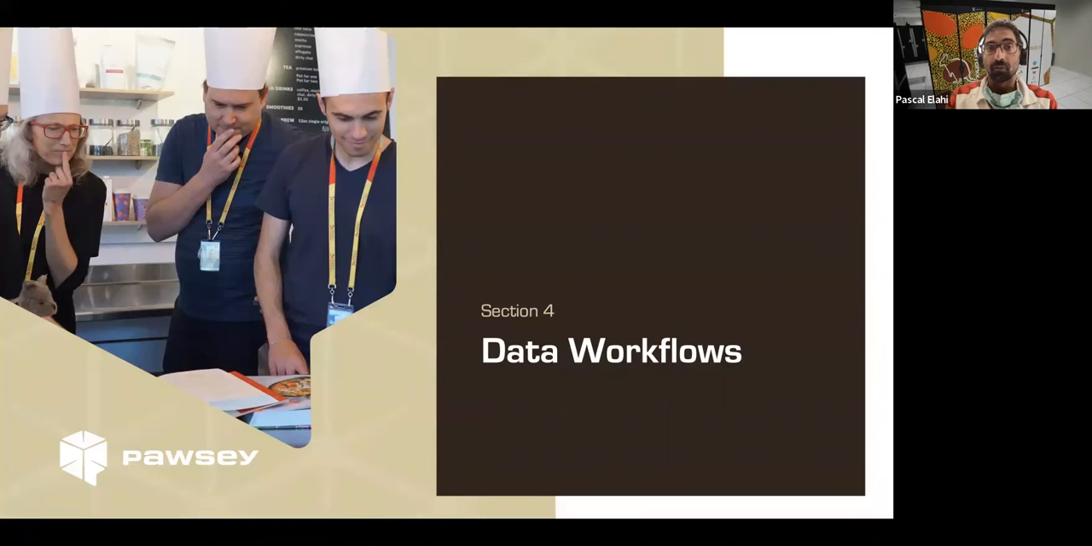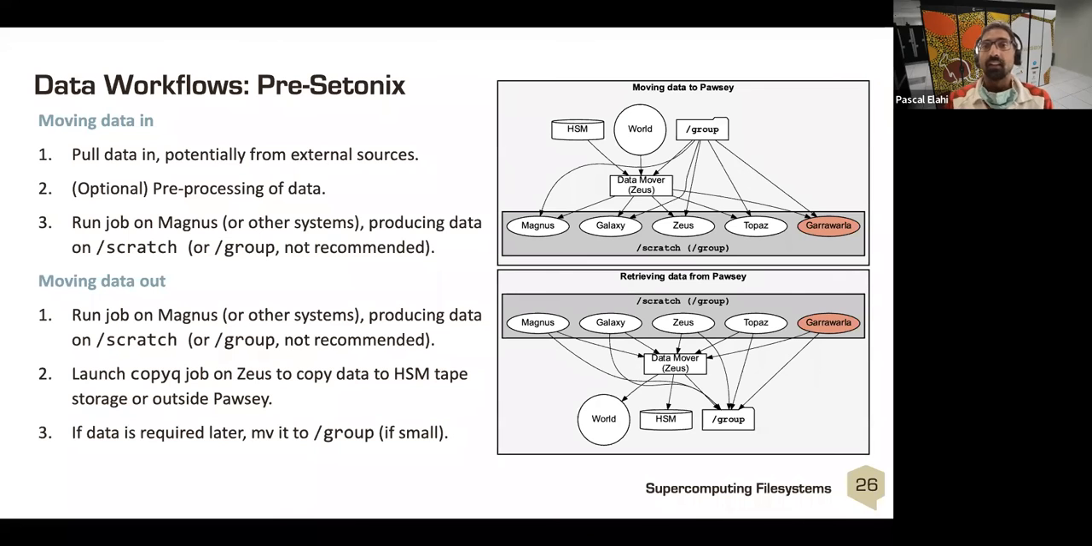Now, for data workflows. The new file systems will impact how you actually use data in your workflows, and this is an overview of what could change. First, the data workflows pre-Setonix. The diagrams indicate all the possible paths for data to flow, eventually to Scratch, so that it can then be used for compute and processing.